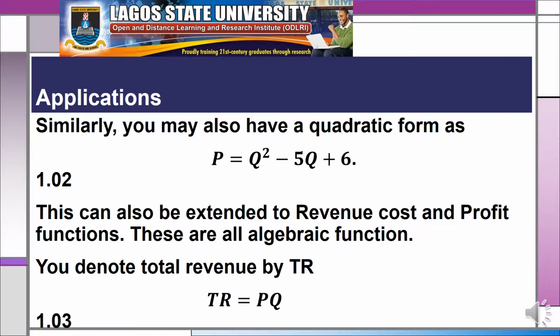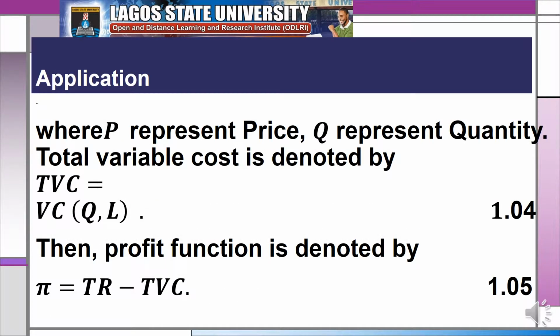We denote total revenue by TR, which is equal to the price of the commodity times the quantity of the commodity provided. Total variable cost is also denoted by TVC, which is a function of quantity. Then the profit function is denoted by the difference between the total revenue and the total variable cost.